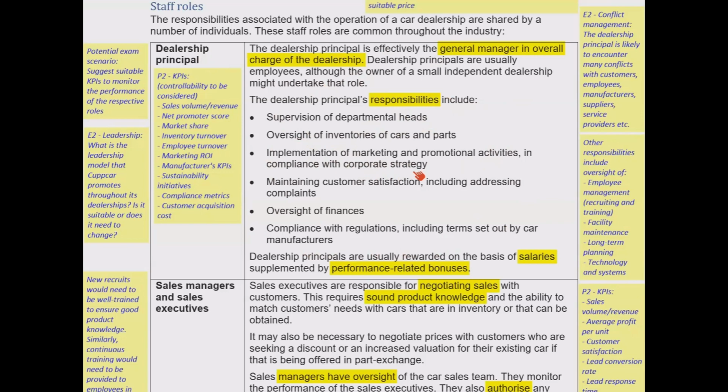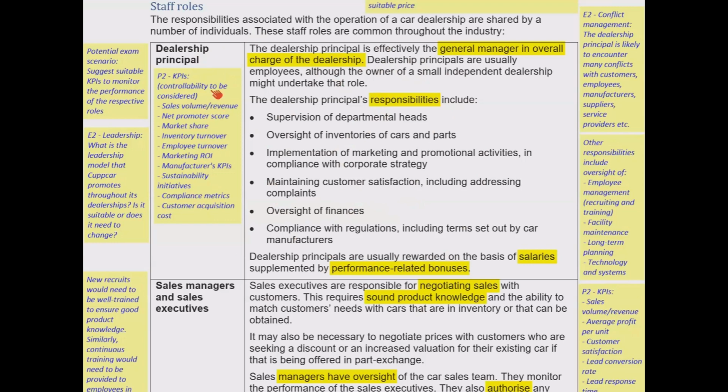So remember, as a finance manager here, we are going to be focusing in on how well some of these have been implemented, how we could monitor their implementation. So very much tying in with our role as a financial manager. They're responsible for customer satisfaction in their own dealership. Now, for all of these areas, think P2 and KPIs. If you were devising KPIs to monitor the performance of these staff roles, what kind would you put in place?